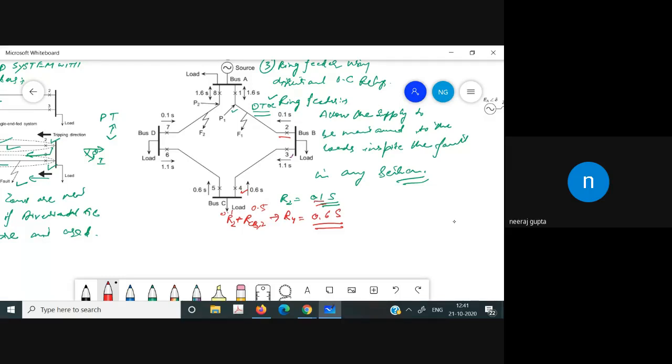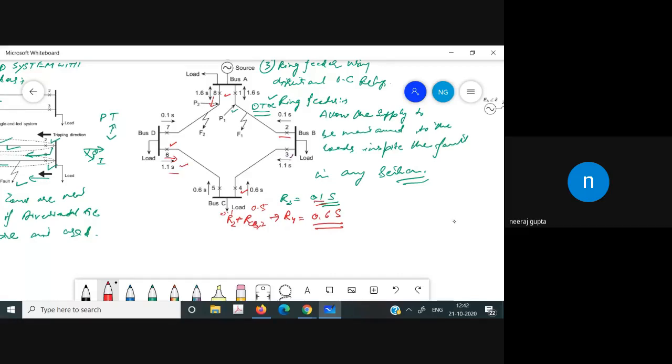And similarly, the other type of relay which also acts as a backup relay is the R8 relay, because in that case also the power is moving away from the bus. So if the fault is there, then it will feed the fault, and power is moving away from the bus.